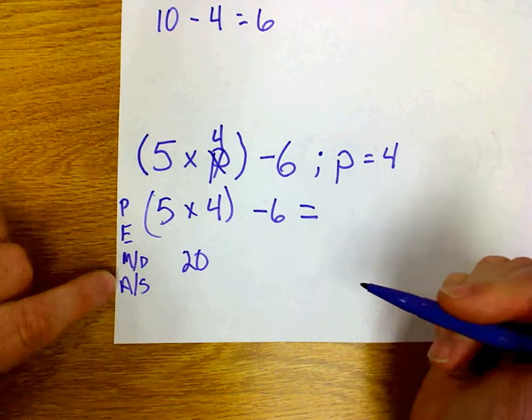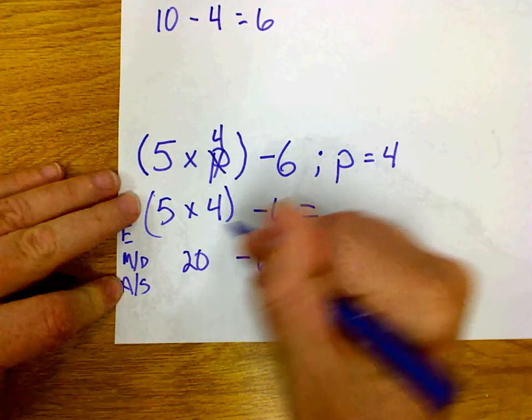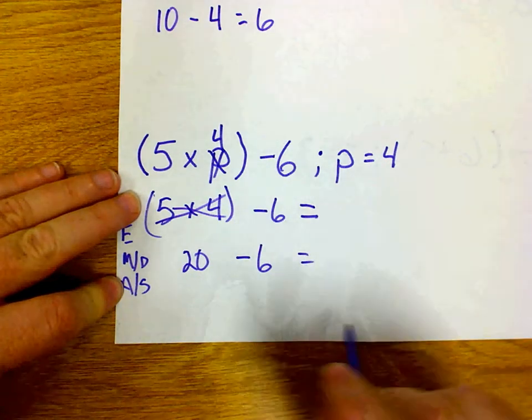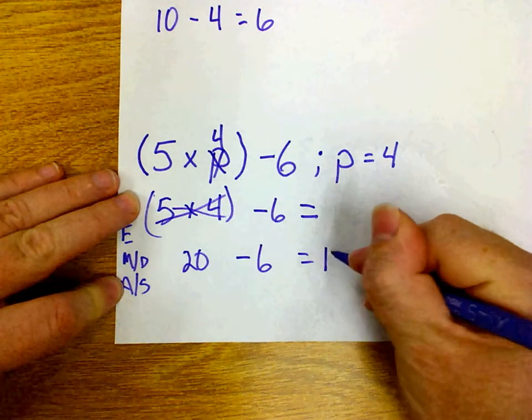Addition, subtraction. Copy the problem down. Look, just carried it on down. I finished that part. 20 minus 6, evaluate the expression. 20 minus 6 is 14.